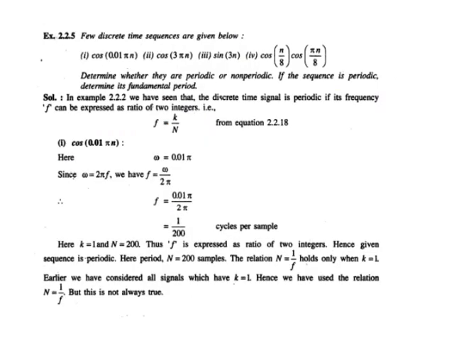Now these are some examples. See here, the first example, cos of 0.01 pi n. Here omega is 0.01 pi, and omega is 2 pi f. When you calculate f, the value of f is 1 upon 200. It is the ratio of two integers. Therefore the given signal cos of 0.01 pi n is periodic, because it is the ratio of two integers.